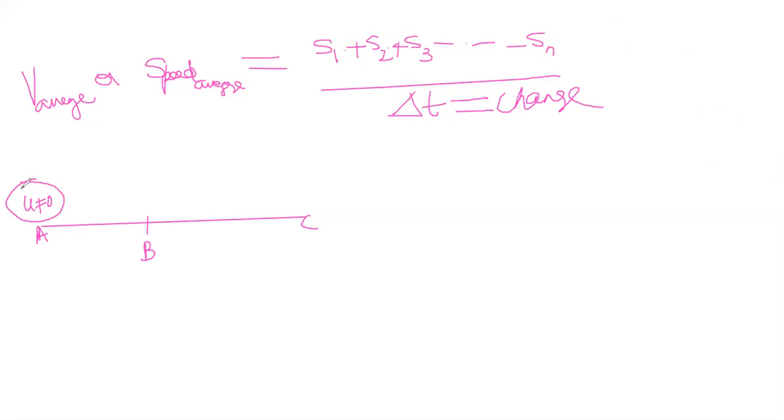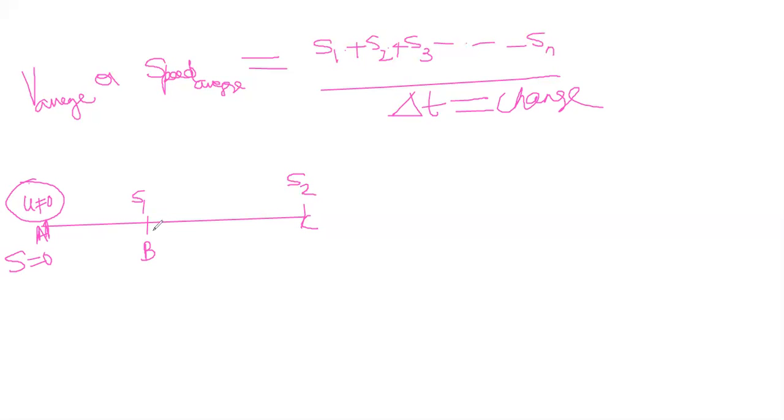So this is non-zero speed. Slowly he has achieved it and gone till B. Remember, this is starting from some point. That means displacement at this point is 0. At B, he has got one displacement S1. And when he ended up at C, his displacement is S2.